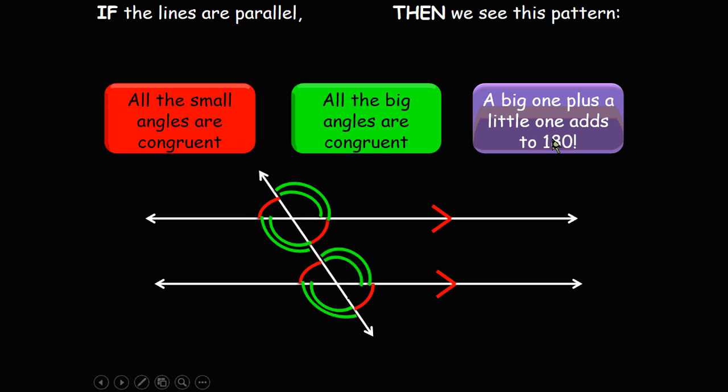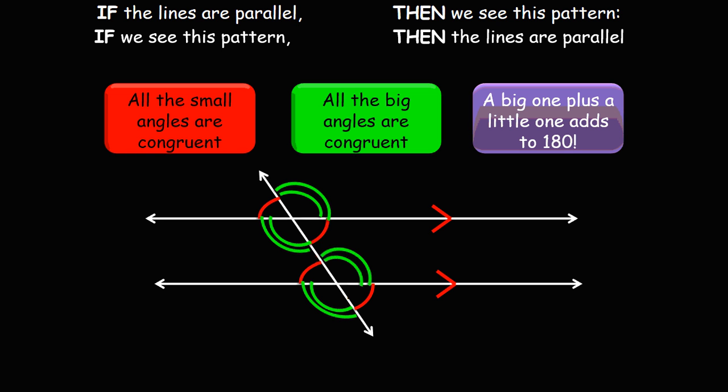It works backwards. If we see the parallel lines, then we get this pattern. But if we see this pattern, then we know the lines are parallel. So this works both ways. If you can find matching angles at the different intersections or supplementary angles in the right locations, then we automatically know that the lines are parallel to each other.